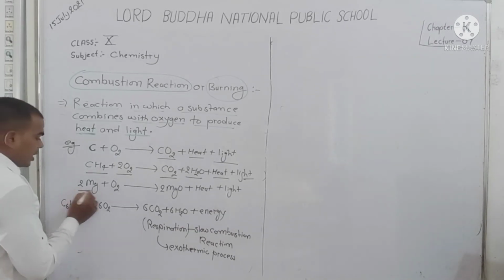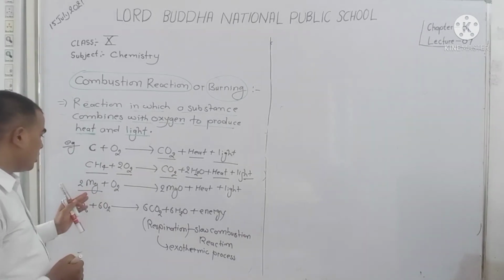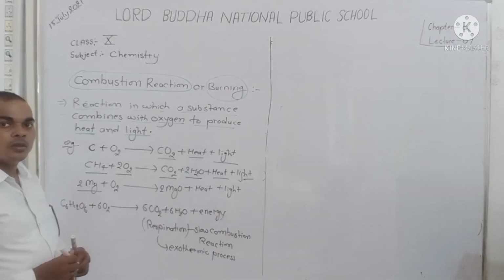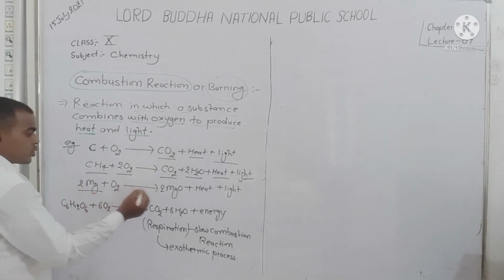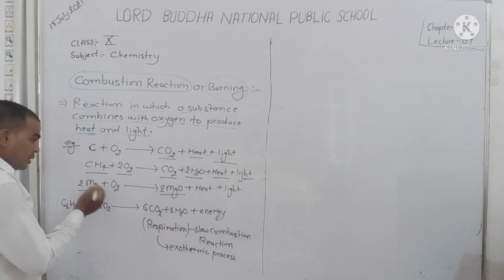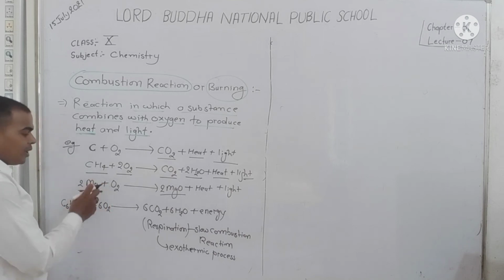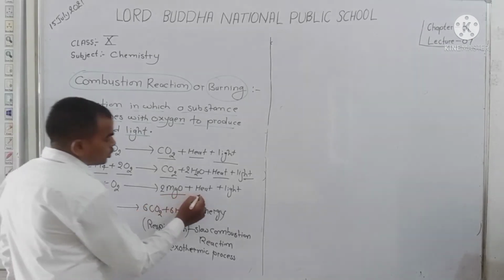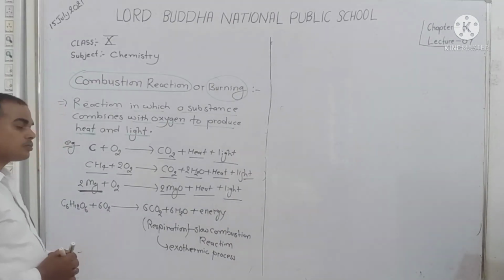Dear student, when you take a strip of magnesium ribbon and in presence of oxygen you burn the magnesium ribbon, it converts into magnesium oxide powder. In this reaction, addition of oxygen takes place with magnesium and produces heat and light. So this reaction is also known as combustion reaction.